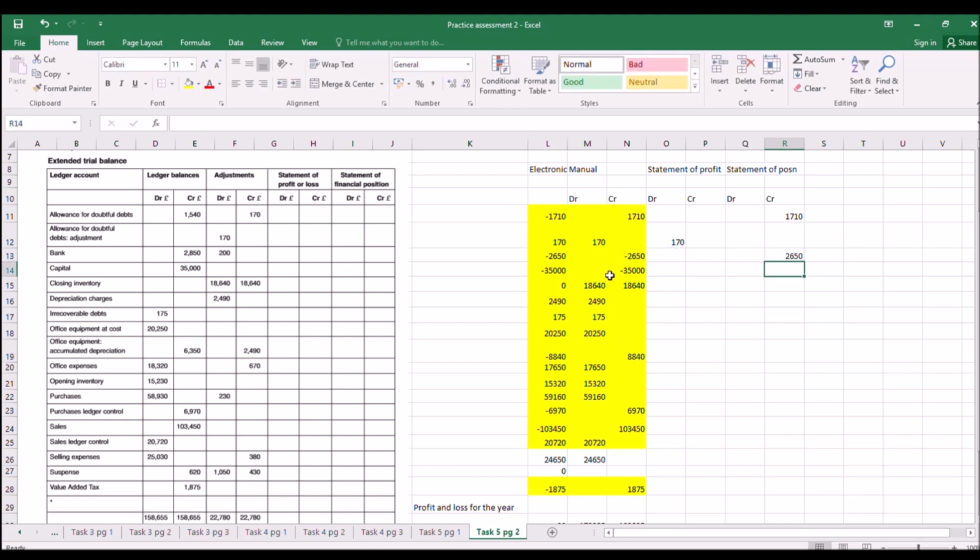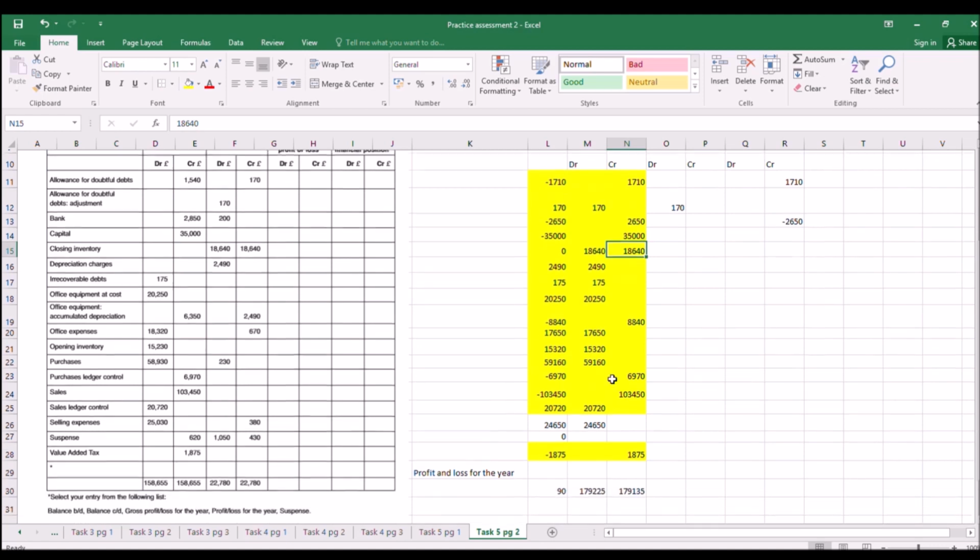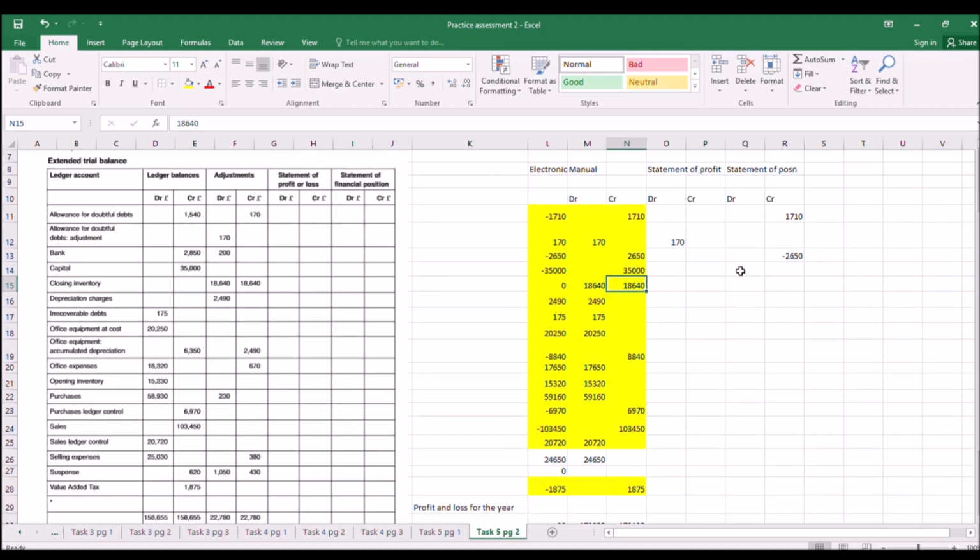That's what we've done wrong. So here we've got a minus in here, so let's just take that out there, and that is a minus in there. Okay, now we're getting a bit closer. We're still 90 out, but we'll find it in a minute.